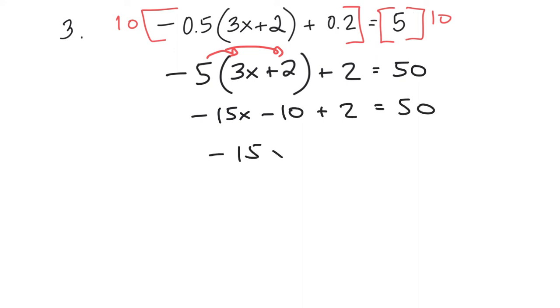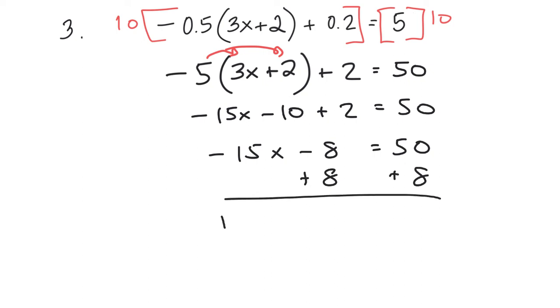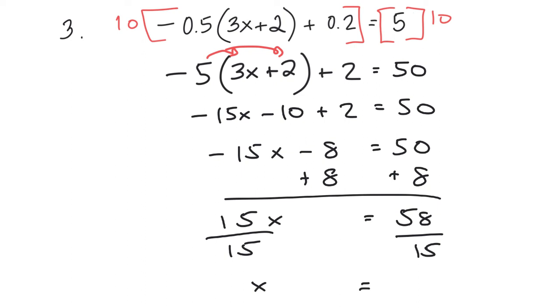Negative 15x minus 8 equals 50. When I add 8 to both sides of the equation, this is negative 15x equals 58. When I divide both sides of the equation by 15, I get x equals, and I made a mistake here, this should all be negative, negative 58 over 15.